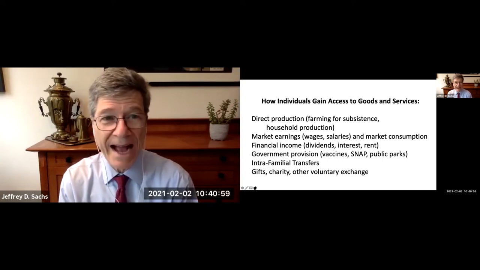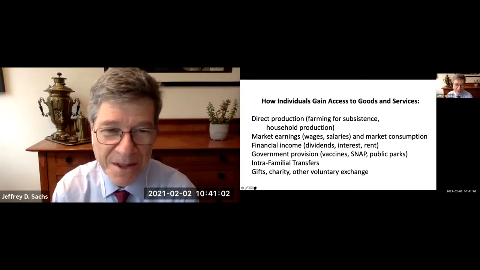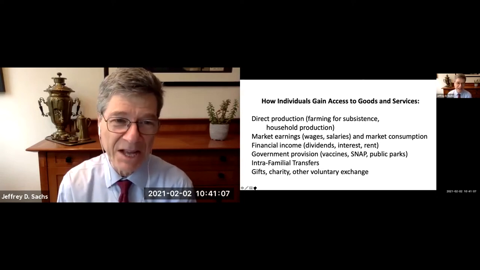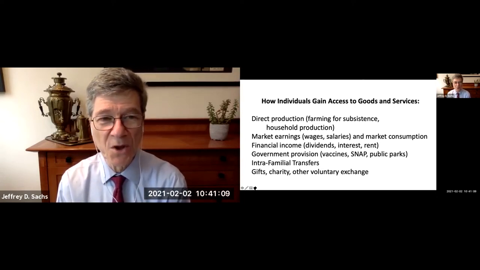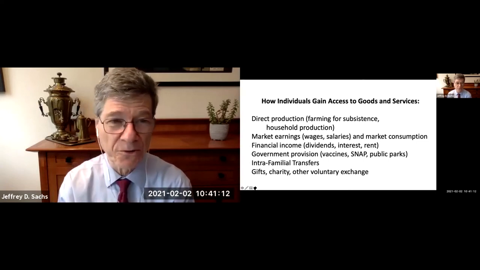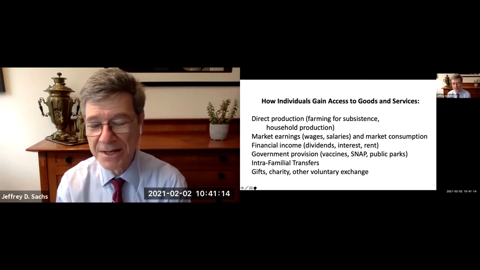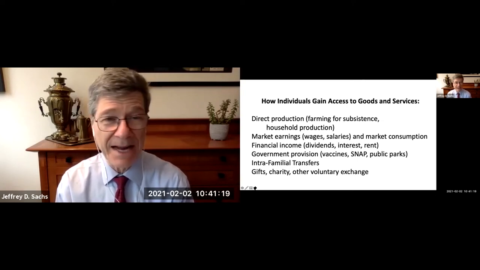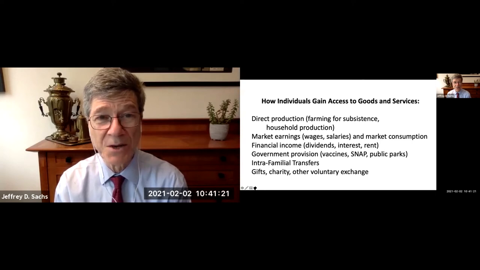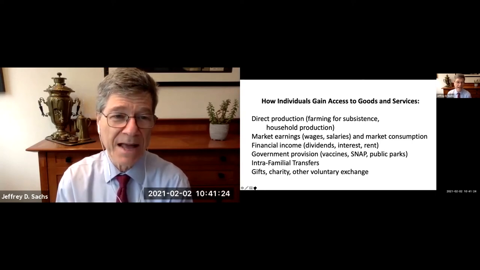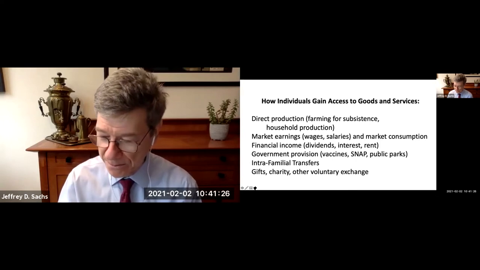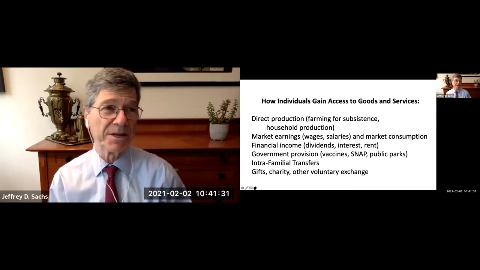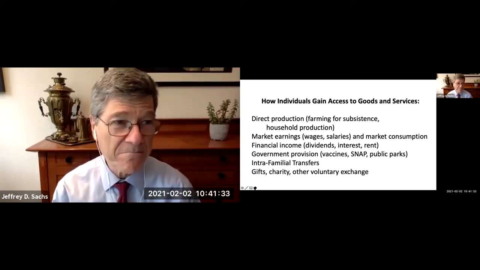We also could gain access through what our parents give us or what our children give us, intrafamilial transfers. Or we could gain access to goods and services through gifts, charity, and other voluntary activities. Usually in an economics class, the focus is put on what you earn and what you spend. I just wanted to include this to say there are many ways to meet economic needs, even in a market economy.